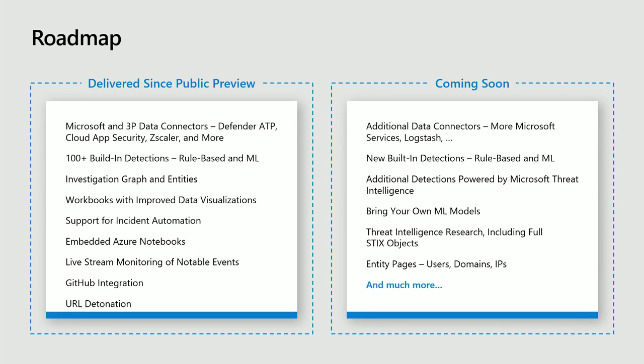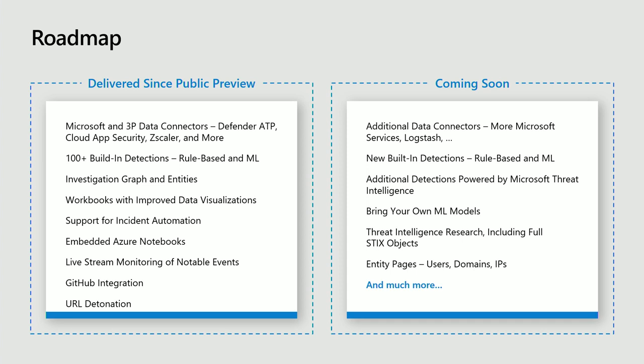So I wanted to give you just a quick glimpse of the roadmap as we get ready to close. We have delivered a ton of stuff since we launched public preview at RSA last year. Lots and lots of new connectors, lots of new detections, the investigation graph and entities. We're constantly adding more entities. Workbooks, which provide a much richer set of dashboarding and visualization capabilities, and much, much more. You can read down the list.